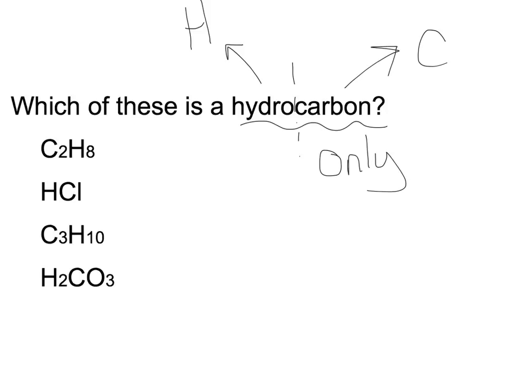So if we look at this list, we've got here C2H8. Is that a hydrocarbon? Well, yes, because it only contains carbon and hydrogen. The next one down is HCl, which is not a hydrocarbon because it contains chlorine. Then we've got C3H10. Yep, that one is a hydrocarbon. And then the last one, hydrogen, carbon, and the presence of the oxygen there means that one is not a hydrocarbon.